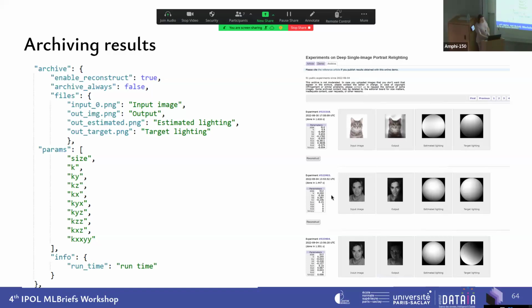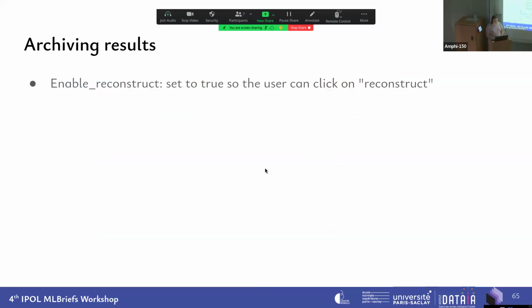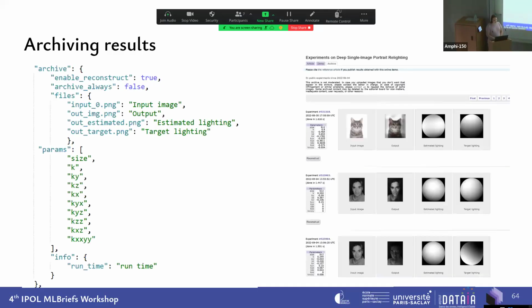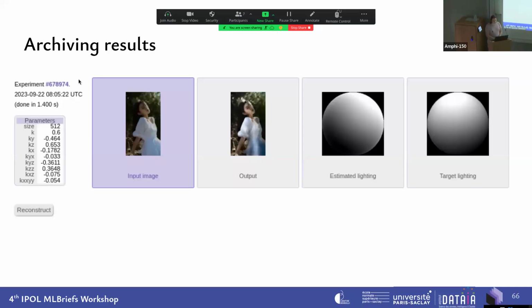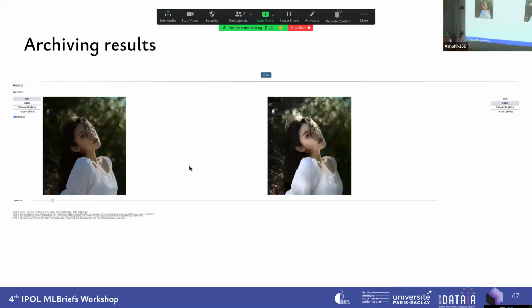So there are quite a few lines to put. So first of all, enable reconstruct, the first line. If you set it to true, the user can click here on the reconstruct button, which will recreate the experiment as if he was just running it.